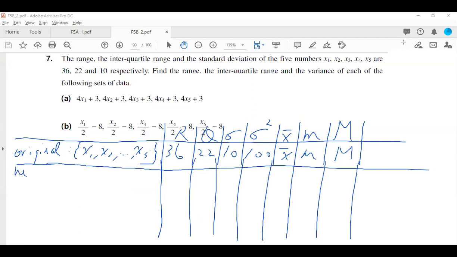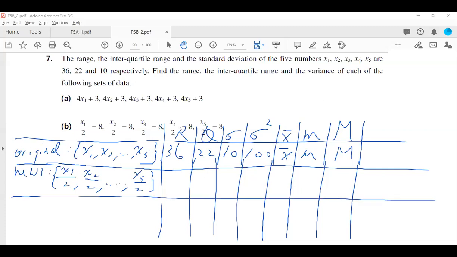New one will be divided by 2 first, right? This x1 divided by 2, x2 divided by 2, and finally x5 divided by 2. And then what is the second change? Is subtracted by 8. Okay, so new 2 will be x1 over 2 first, and then minus 8. And then x2 over 2, and then minus 8. And then x5 over 2 minus 8.